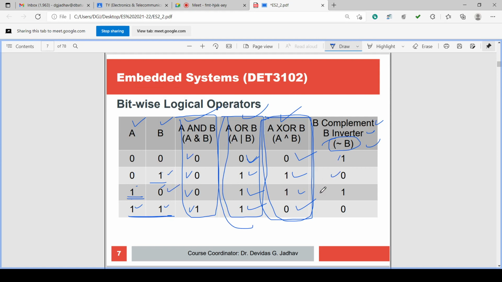B is 0, B complement is 1. B is 1, B complement is 0. Okay. If the B value is 0, B complement is 1. If the B value is 1, B complement is 0. So this is the NOT operation or complement operation. Okay. So this is just to have an understanding of how to write the program.